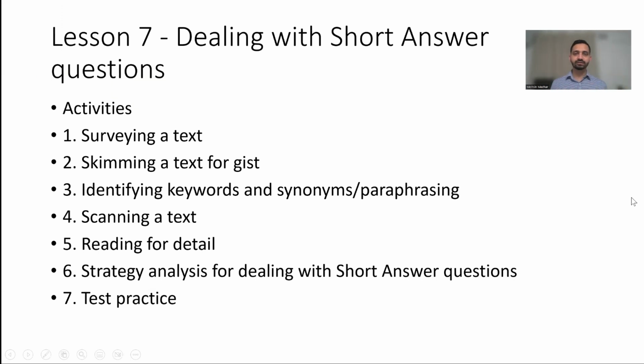All right, in this final session of reading test, we are going to be looking at short answer questions. So let's start looking at it. And this is a final reading test lesson. So what are the activities that we're going to be looking at? We're going to be looking at surveying the text, straightforward. We start with surveying the text, skimming the text for gist, identifying keywords and synonyms, and paraphrasing, which is scanning. Scanning the text, reading for detail, the strategy analysis for dealing with short answer questions, and then we're going to do the test practice. So let's start.